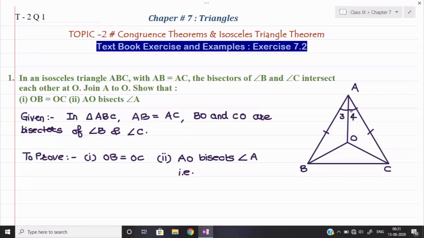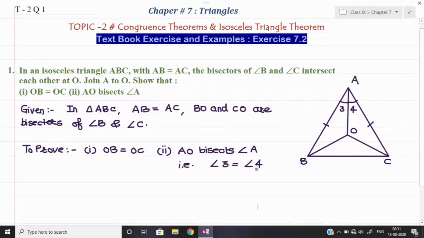So if line AO is dividing the angle A into two equal parts, then we have to show that here angle 3 is equal to angle 4. So to say that AO is bisecting angle A, it is sufficient to show that angle 3 is equal to angle 4. Okay, now we shall start the proof.